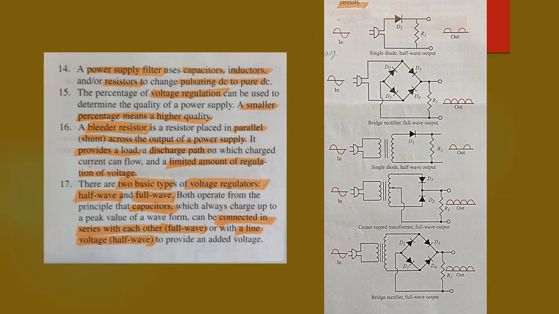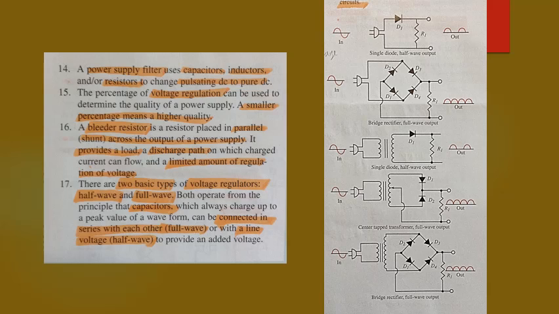A power supply filter uses capacitors, inductors, and resistors to change pulsating DC to pure DC. The percentage of voltage regulation can be used to determine the quality of a power supply. A smaller percentage means a higher quality. A bleeder resistor is a resistor placed in parallel, or shunt, across the output of a power supply. It provides a load, a discharge path on which charged current can flow, and a limited amount of regulation of voltage.